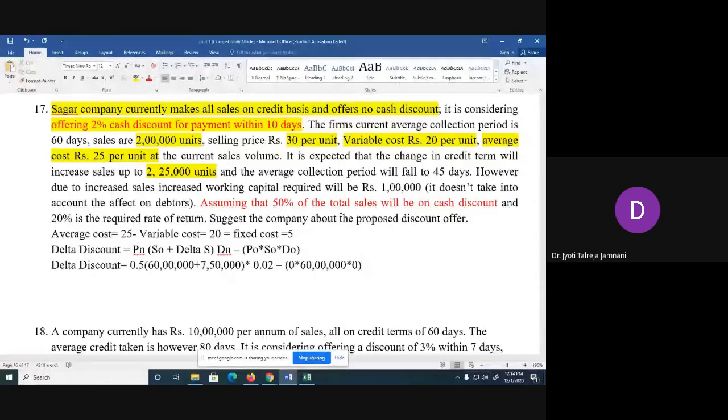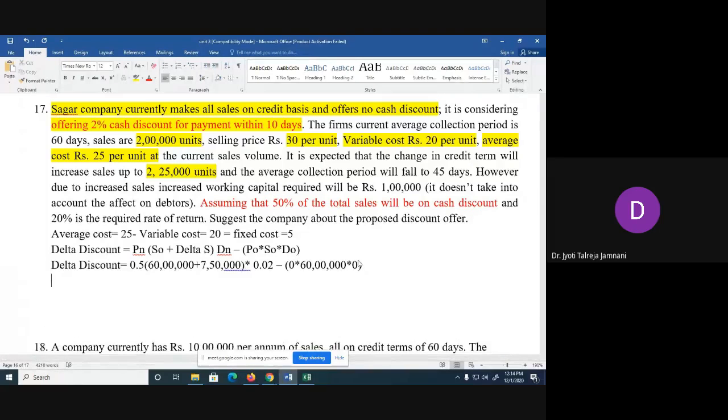Discount has started now. Okay, so only the amount of sales is there, proportion and the percentage of discount is 0 because none of the customers has taken discount as company didn't give discount, and the discount rate was 0% because the company didn't give discount. So when we solve this, you get the answer of delta discount as 67,500. This side it will be 0 into 60 lakh into 0 is 0. Only this part we solve and we get 67,500. Okay, so this is what is the discount value.